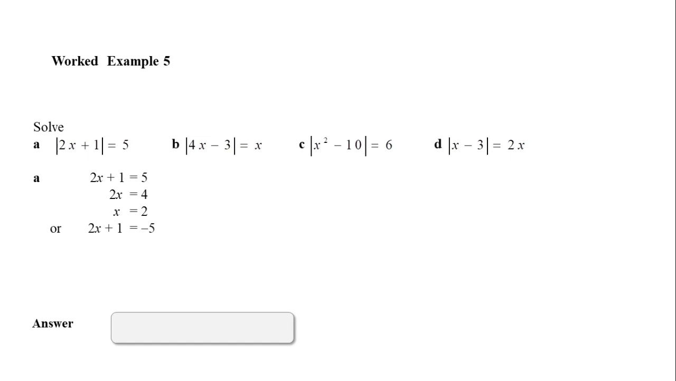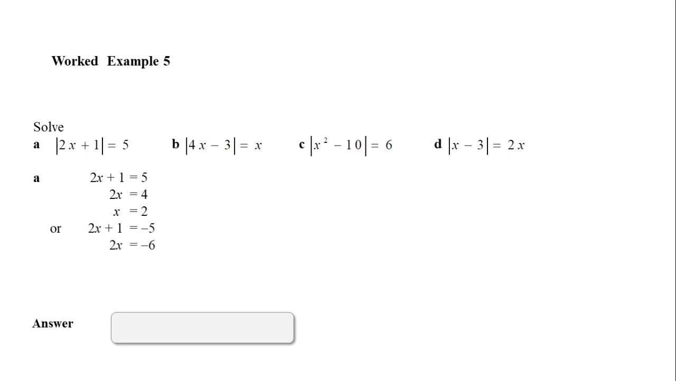Absolute value of positive 5 is still positive 5. Absolute value of negative 5 is still positive 5. That's why I put a positive and a negative value on the right side of the equation, and then remove that absolute value. So 2x plus 1 is equal now to negative 5. I'm going to take away that positive 1 from both sides, and it will become negative 6.